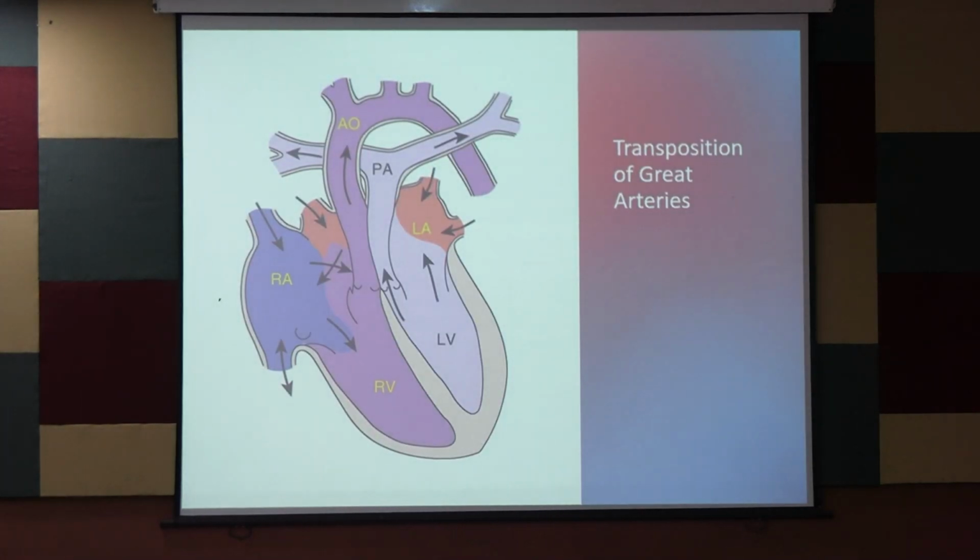Go to the other areas, transposition of the great arteries. Here, if you look at the picture carefully, you will see that this is the aorta, and the aorta takes origin from the right ventricle, and this is the pulmonary artery, which takes origin from the left ventricle. So what is happening here? There is a reverse position of the aorta and the pulmonary artery, and there will definitely be cyanosis.